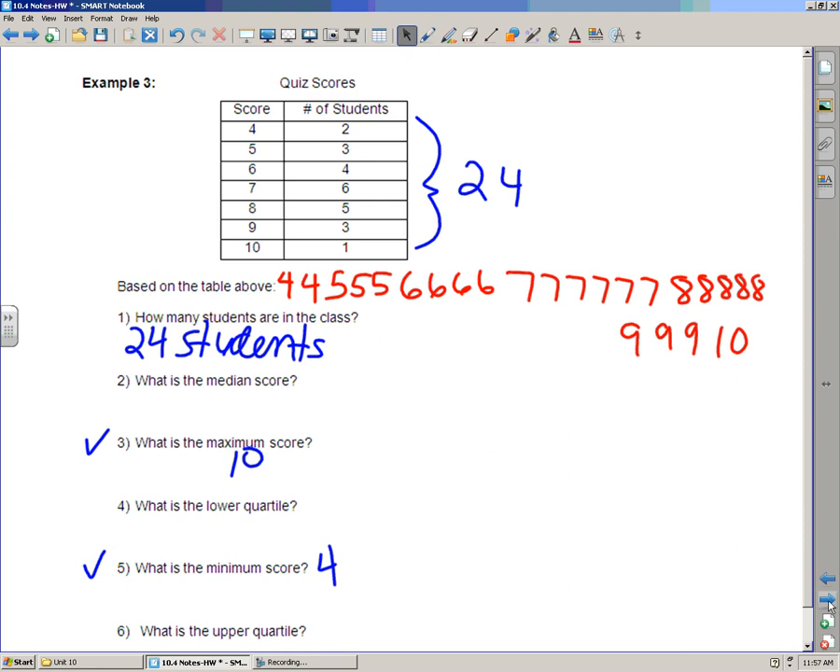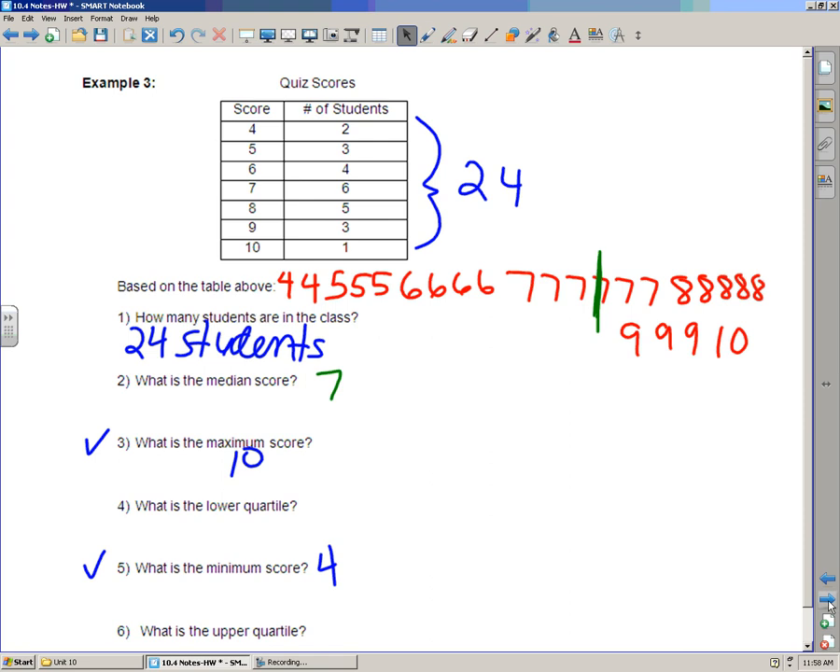The median score is the person that's smack in the middle, which means I have to go in 12 people. 1, 2, 3, 4, 5, 6, 7, 8, 9, 10, 11, 12. This would be the median score. It's not a data set, but I'd have to ask the 12th kid, what was your score? He'd say a 7. I could ask the 13th kid, what was your score? He'd say a 7. Well, the average of those 2 scores would just be a 7. So the median score is going to be a 7.